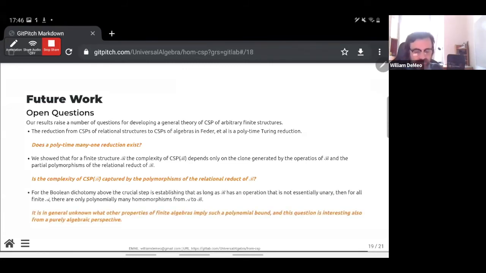And finally, for the Boolean dichotomy that we laid out, the main step is establishing that as long as B has an operation that's not essentially unary, then for all instances A, there are only polynomially many homomorphisms from A to B, right? It's generally unknown what other properties of finite algebras imply such a polynomial bound, and that would be an interesting question to resolve.